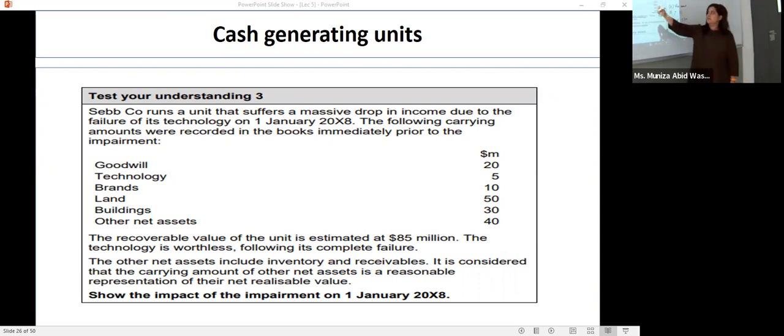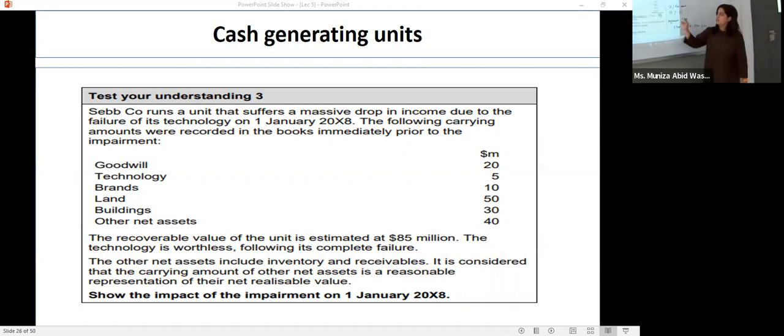First, we are going to see the asset which is impaired completely. Technology is impaired completely. So first, we are going to set this impairment loss against technology. So 5 million is going to be set against first. Remaining is $65 million. Then what we have to do? Secondly, we have to set it against goodwill. So against goodwill, 20 million is going to be deducted again, and the remaining impairment is how much? $45 million. Is it?